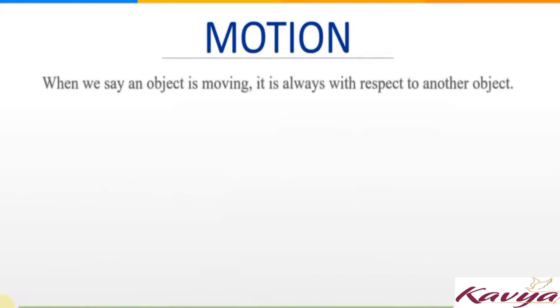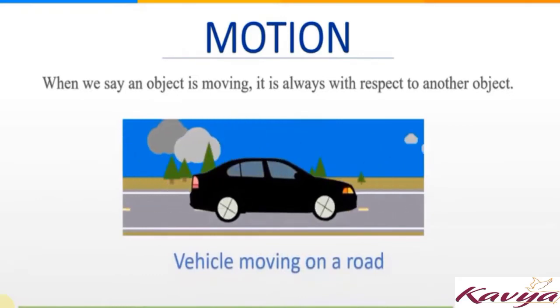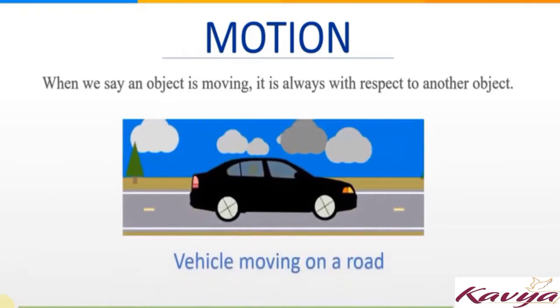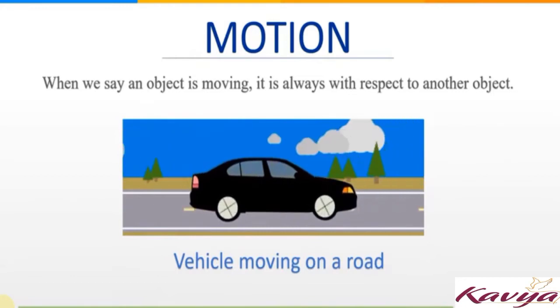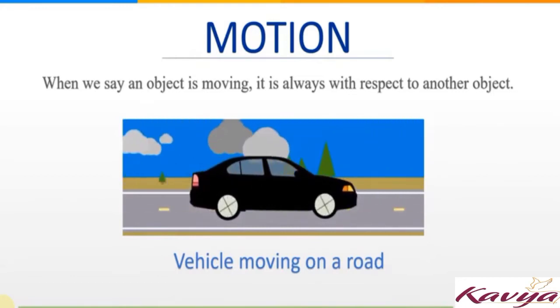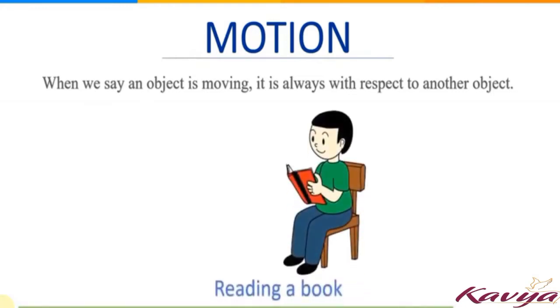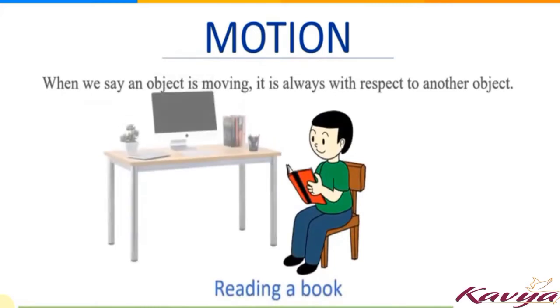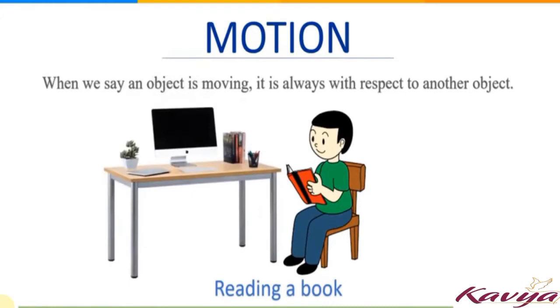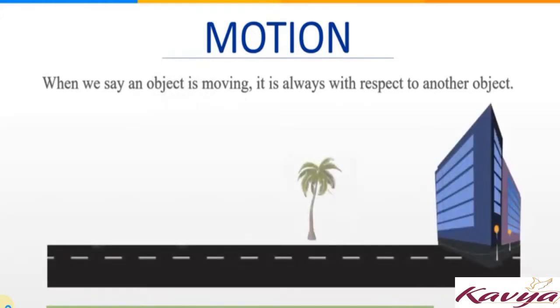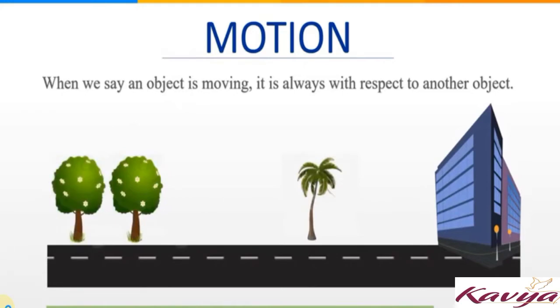Motion: when an object is moving, it is always with respect to another object. For example, when we say a vehicle is moving on a road, it is moving with respect to a tree and the pole on the road, which are not moving. When you say that you are at rest, I am not moving while reading a book, it is with respect to the chair. Next, an object is in motion when it changes its position with respect to another object with time.